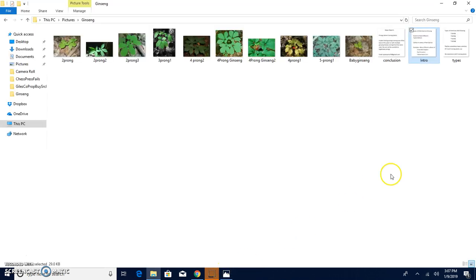So what we need to do is talk about the different types. As you can see on the screen, I've got a bunch of pictures, and we're going to go through and talk about them. But first of all, let's talk about the types here.